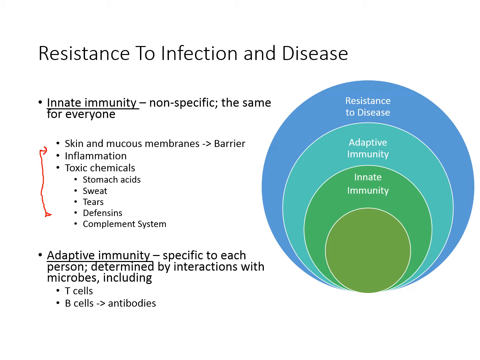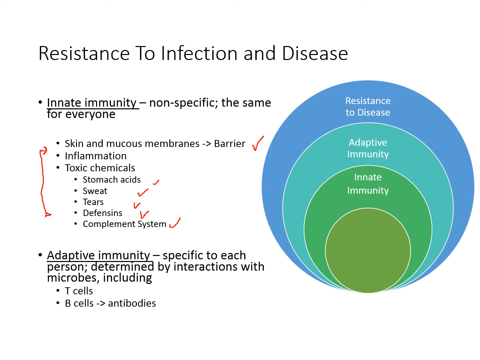Your innate immunity is nonspecific, and it's the same for everyone. This is the resistance that you were born with. Most notably, the skin and mucous membranes provide a barrier to infection, but also body substances like stomach acids, sweat, tears, complement, and defensins provide resistance as well. You might hear people call these structures and chemicals the first line of defense against infection.